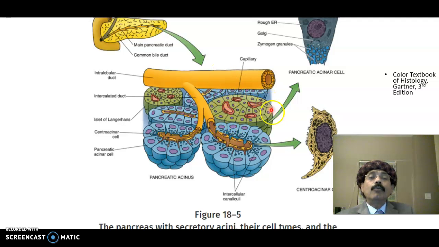So this is the endocrine part. This is the islets of Langerhans. They have no duct system. Their secretion goes directly to the fenestrated capillary present there.